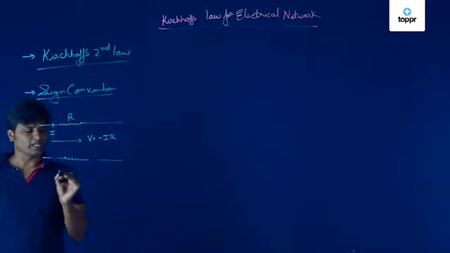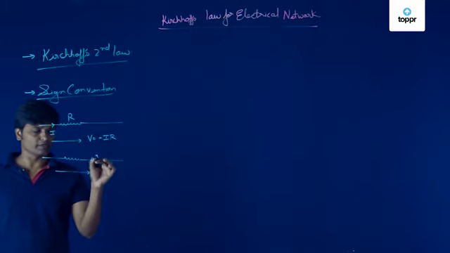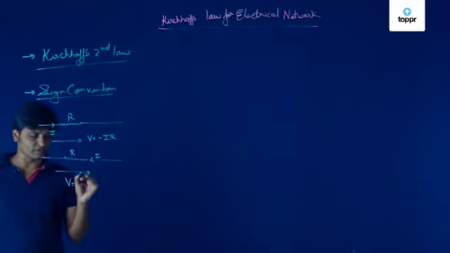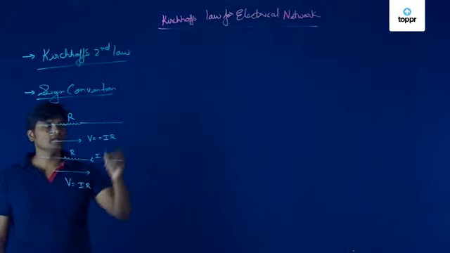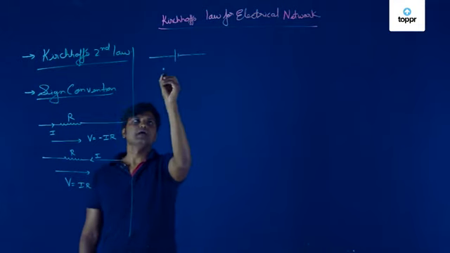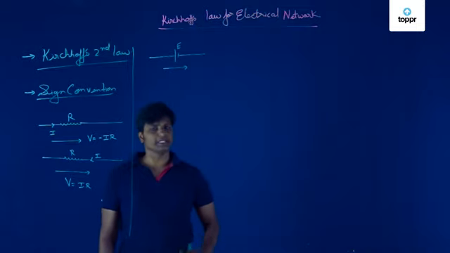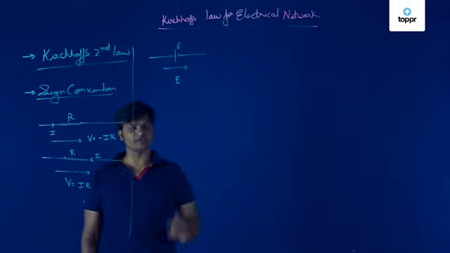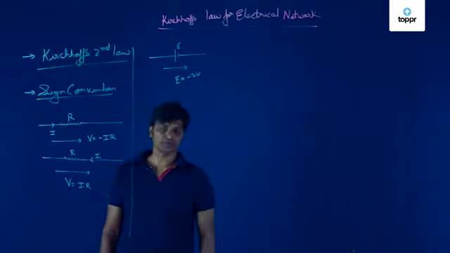Whereas, while traversing the loop opposite to the direction of the current, the potential difference across this resistor will be considered to be positive. While traversing the loop, if we are coming out of the negative terminal of this battery, then the EMF of this battery will be considered to be negative. For example, if the EMF of this battery is 2 volt, it will be considered to be negative 2 volt.